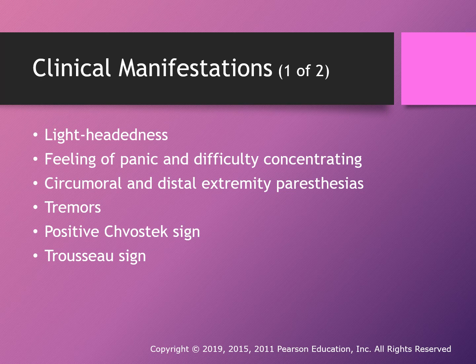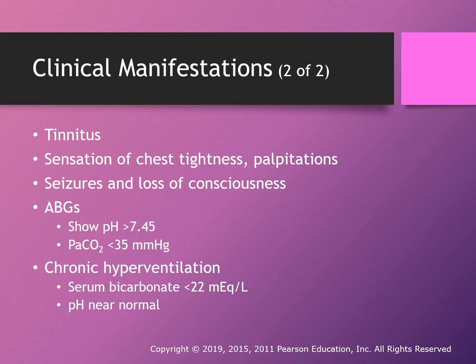ABGs generally show a pH greater than 7.45, a PaCO2 of less than 35. In chronic hyperventilation, there is a compensatory decrease in serum bicarbonate to less than 24 milliequivalents per liter, and the pH may be near normal because it's trying to compensate.